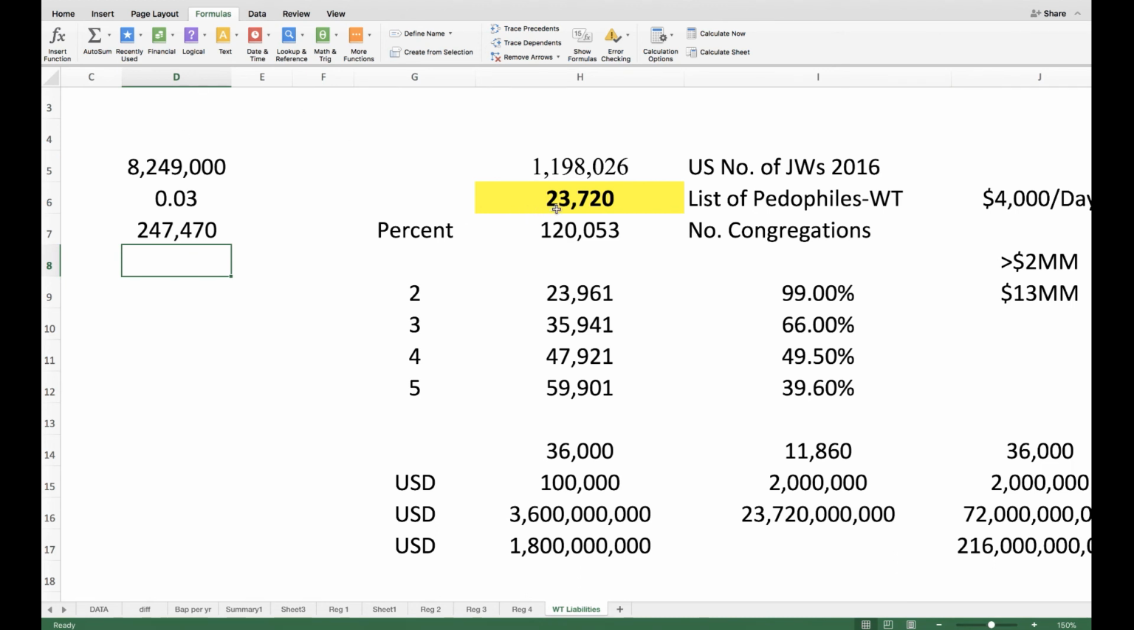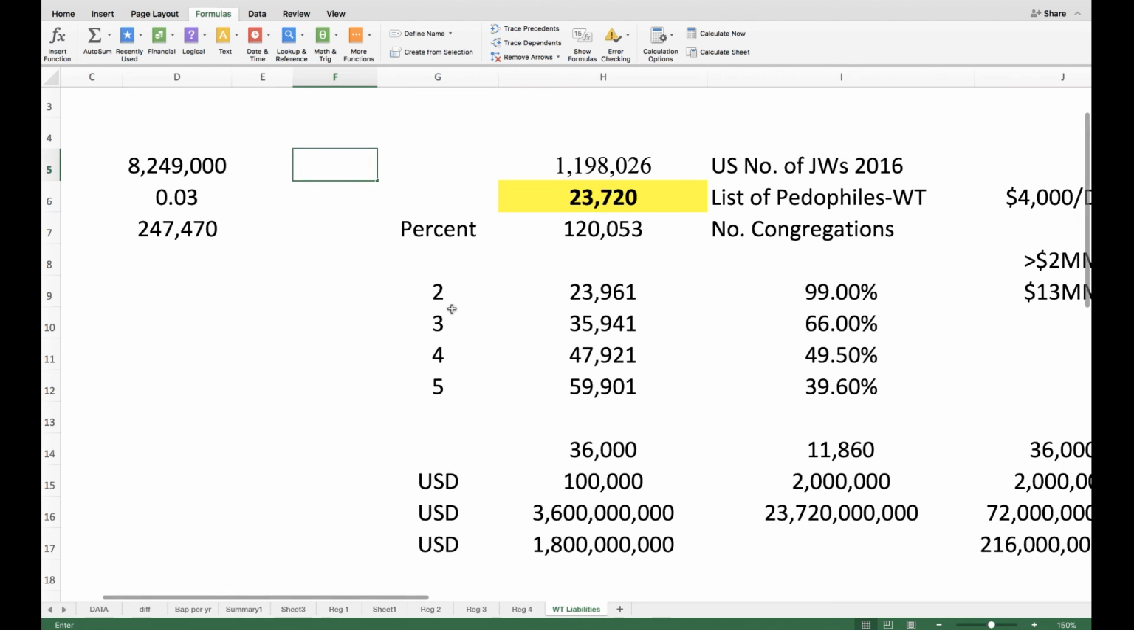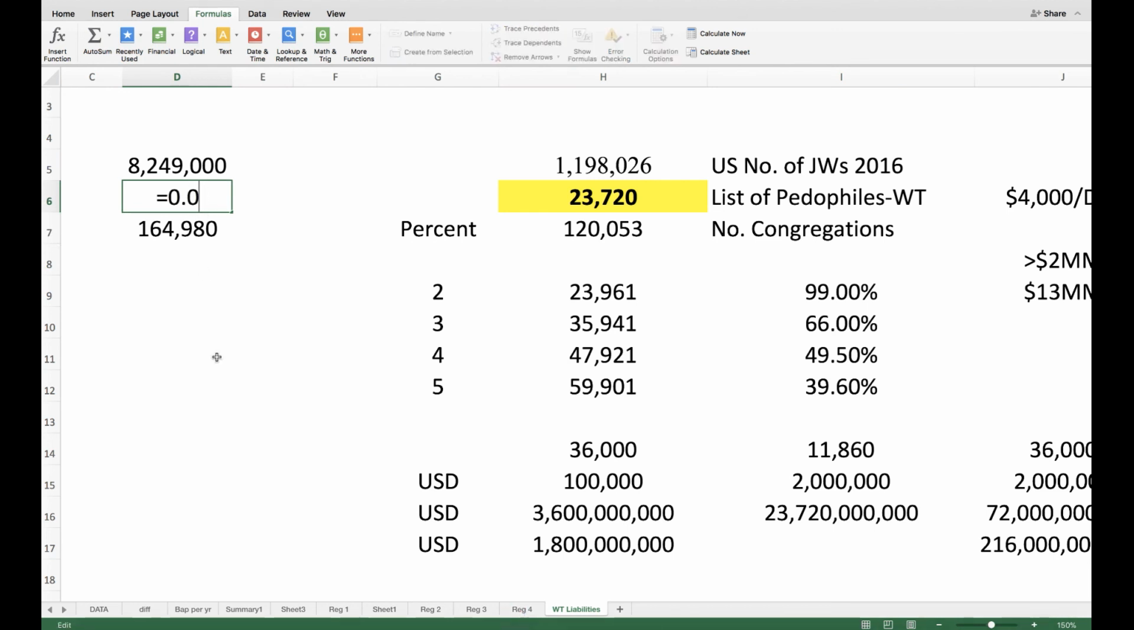Okay, this list here is only in the United States. And the United States is only about 1/8 of the total number. So let's see if that makes some sense. Okay, 189. So, yeah, all right. Yeah, this is about right. 240,000. If it was 2%, it's 165,000. 165,000 pedophiles if it's 2%. But the information, like I said, is that 3% was the most probable number.